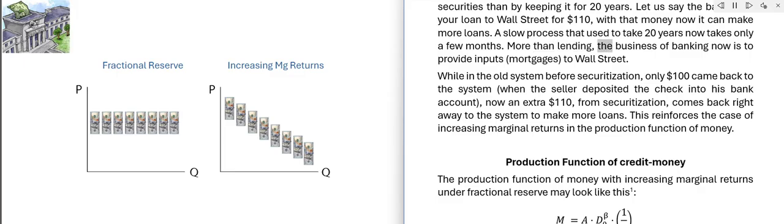More than lending, the business of banking now is to provide inputs, mortgages, to Wall Street. While in the old system before securitization, only $100 came back to the system when the seller deposited the check into his bank account, now an extra $110 from securitization comes back right away to the system to make more loans. This reinforces the case of increasing marginal returns in the production function of money.